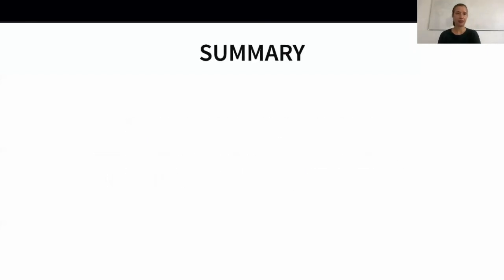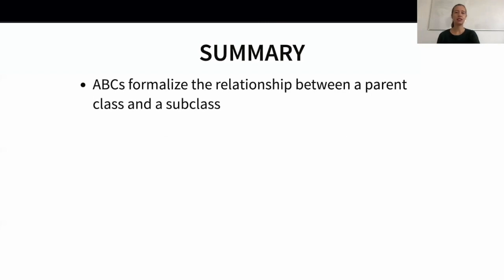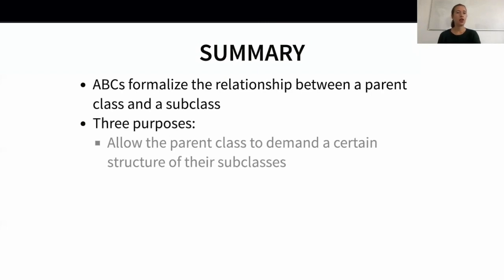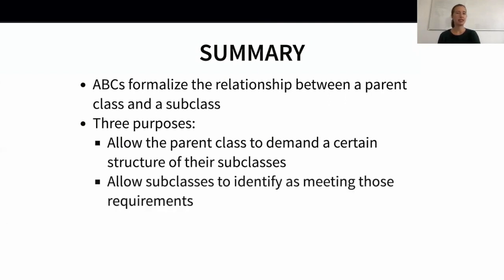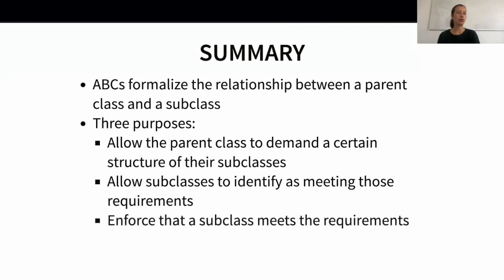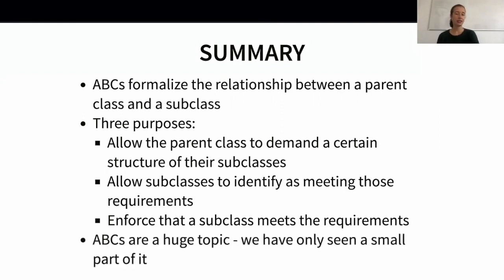Let's summarize what we have learned. ABCs allow us to formalize the relationship between a parent class and a subclass. They serve three purposes. First, they let a parent class communicate that subclasses should have a certain structure. Second, they allow classes to identify themselves as having the required structure, that is, meeting the demanded requirements. Third, they enforce that a subclass meet the requirements, otherwise throwing an exception at instantiation time. Lastly, I want to mention that ABCs, similar to decorators, are a huge topic and that we have only seen a small part of it. Nevertheless, I hope that you now have an idea of how they work and why they can be useful.